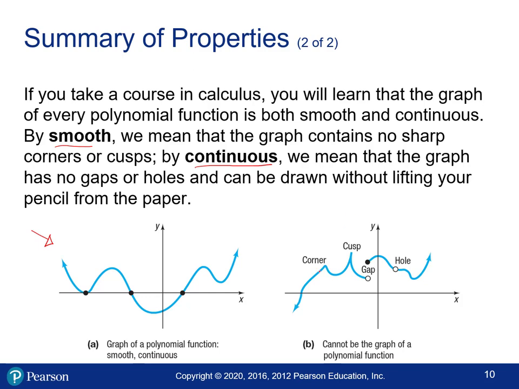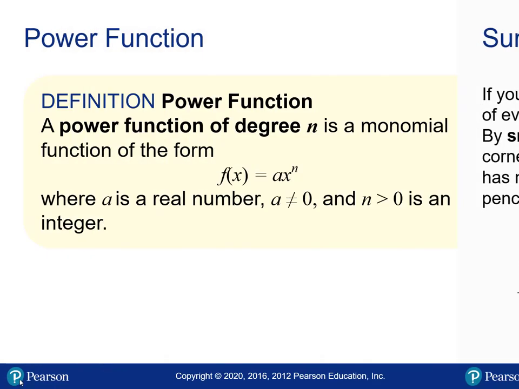There's these sharp points, we call them corners, or this really kind of tight point here we call the cusp. There's holes and gaps in the graph. You'd have to pick up your pencil to draw it. So this is not a continuous or smooth curve. So it could not represent a polynomial function.